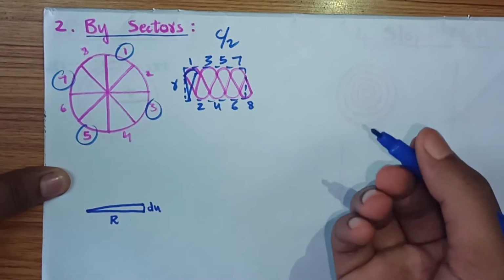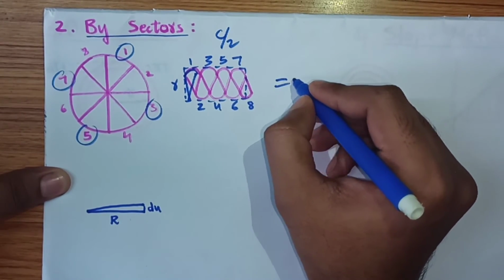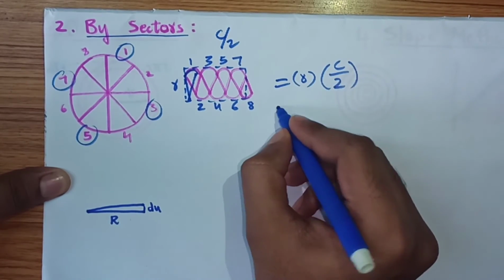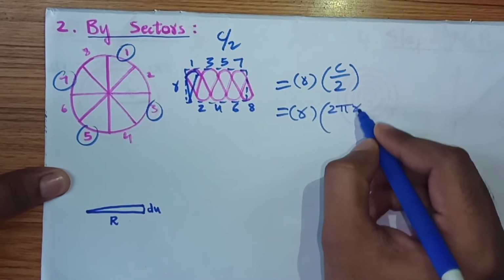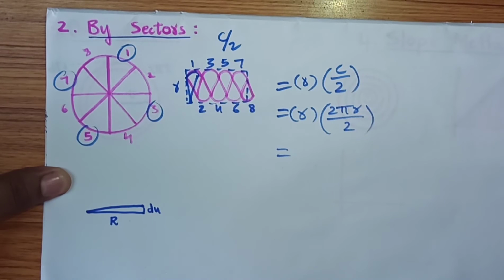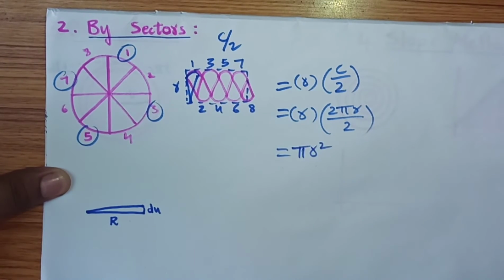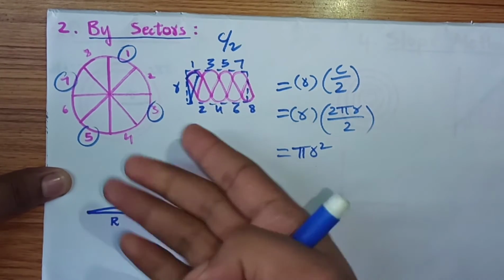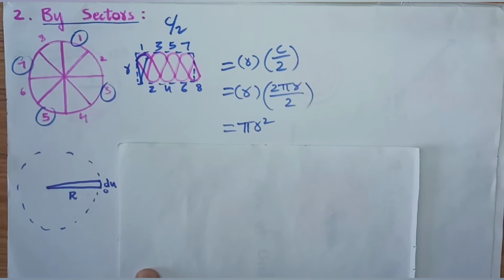If you want the area of this shape, this parallelogram or rectangle, simply you can write r into 2c by 2. Circumference is 2 pi r. So now we will get pi r square. So the area of this shape is pi r square, which is very much equivalent to the area of the circle.